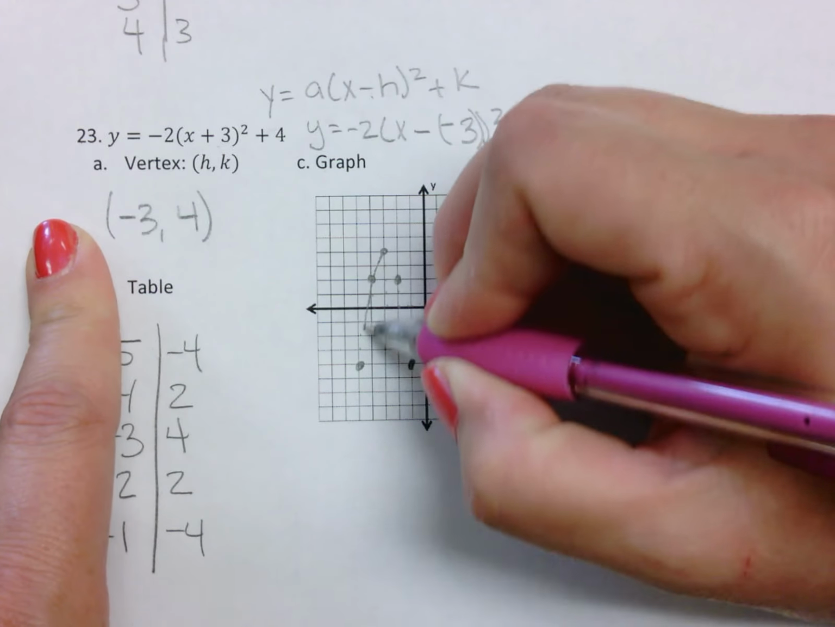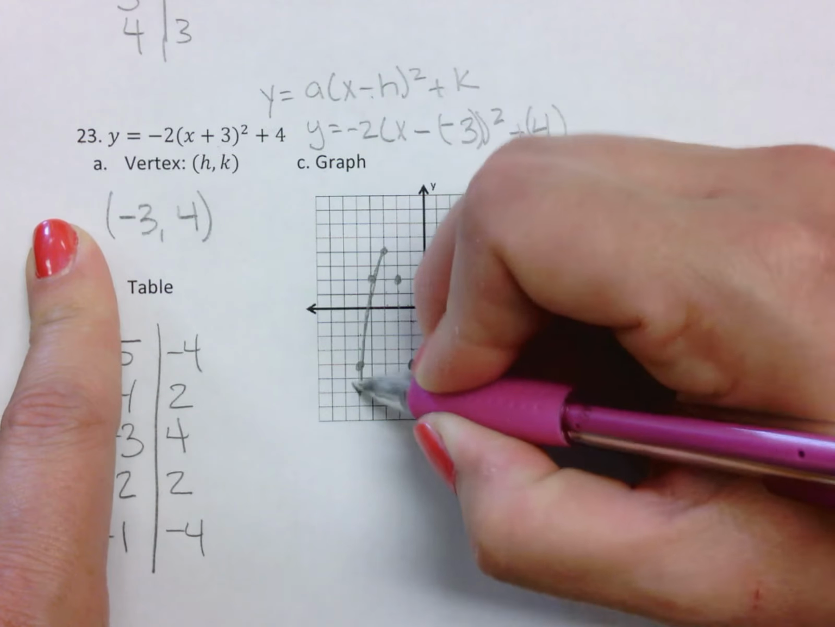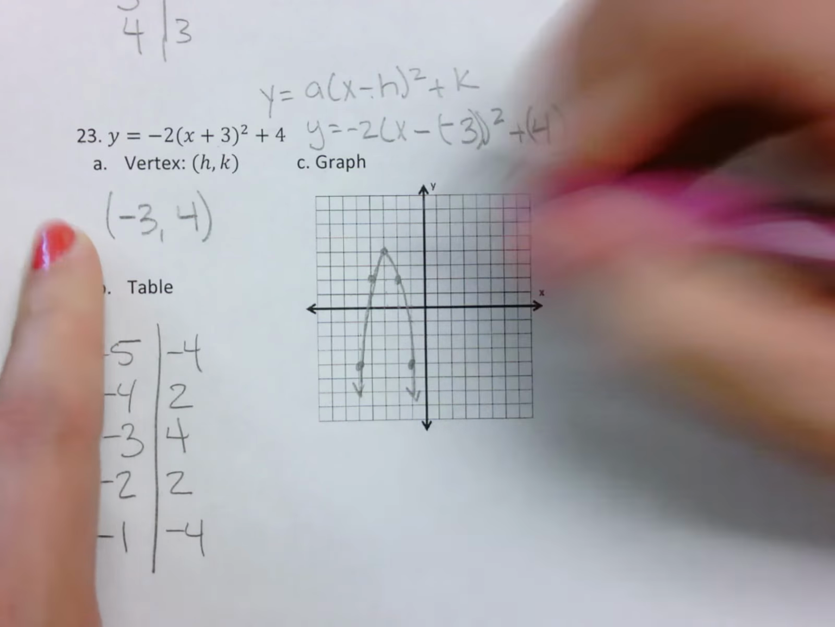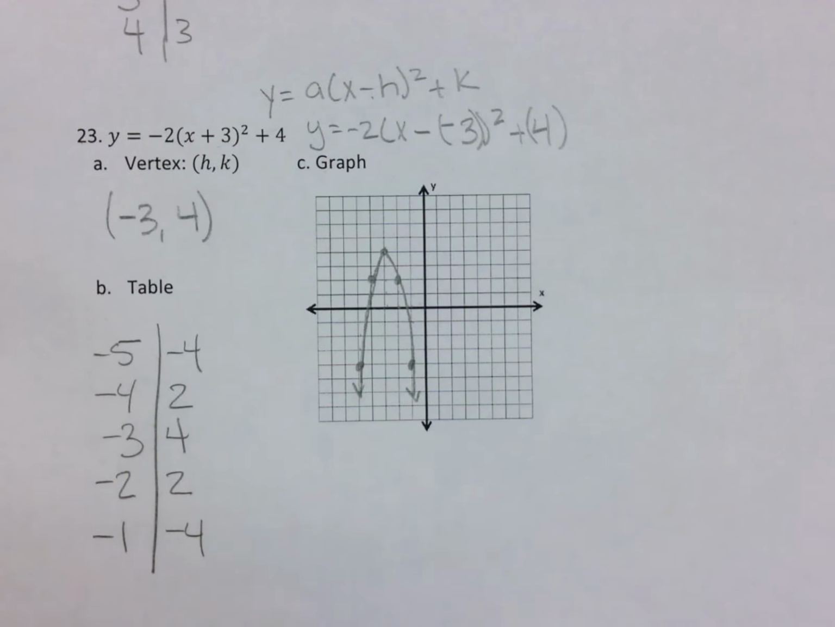So we're going to take a second and just as smoothly as we can, make the two sides of our parabola. And there's the graph for number 23.